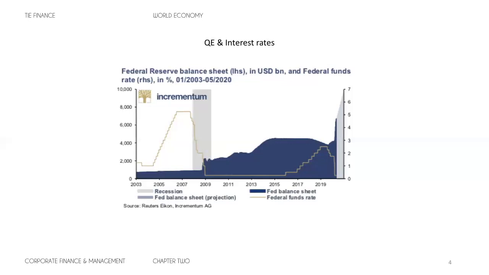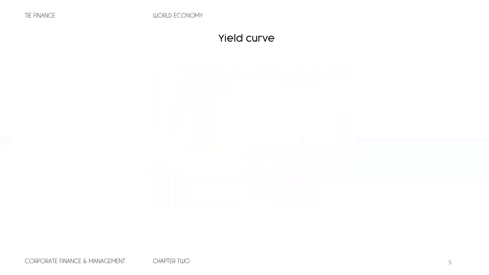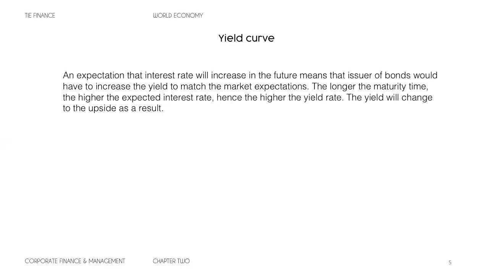So the yield curve in the bond market is correlated to gold because investors choose between gold and bonds in times of turmoil. So I will explain why. Yield on a security is the amount of cash that returns to the owner of the security after holding it for a certain time. And when there's an expectation that interest rates will increase in the future, it means that issuers of bonds, that means all the governments, would have to increase the yield to match the market expectations, right?